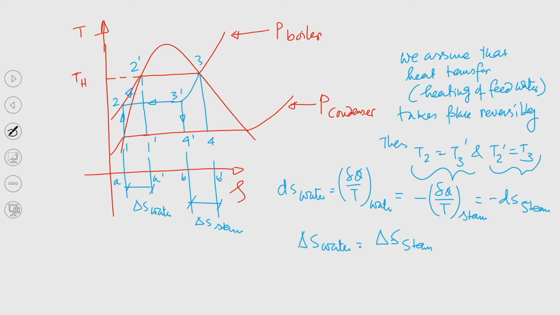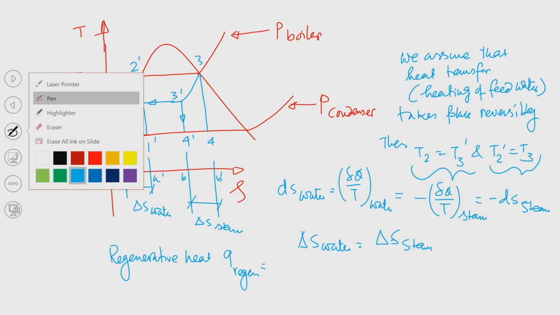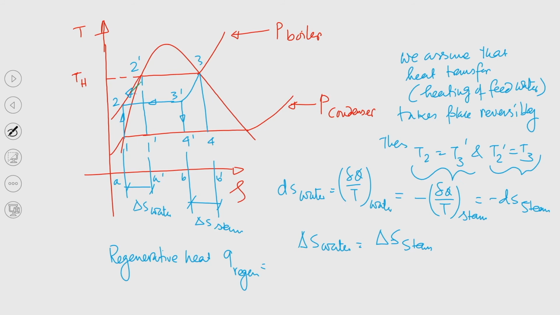Now, question is what is regenerative heat? So, you can understand regenerative heat, that is Q into delta S. So, Q regen. So, see this is the 2 prime. So, if I take different color, so this is the regenerative heat, right, and if I take another color for this part.